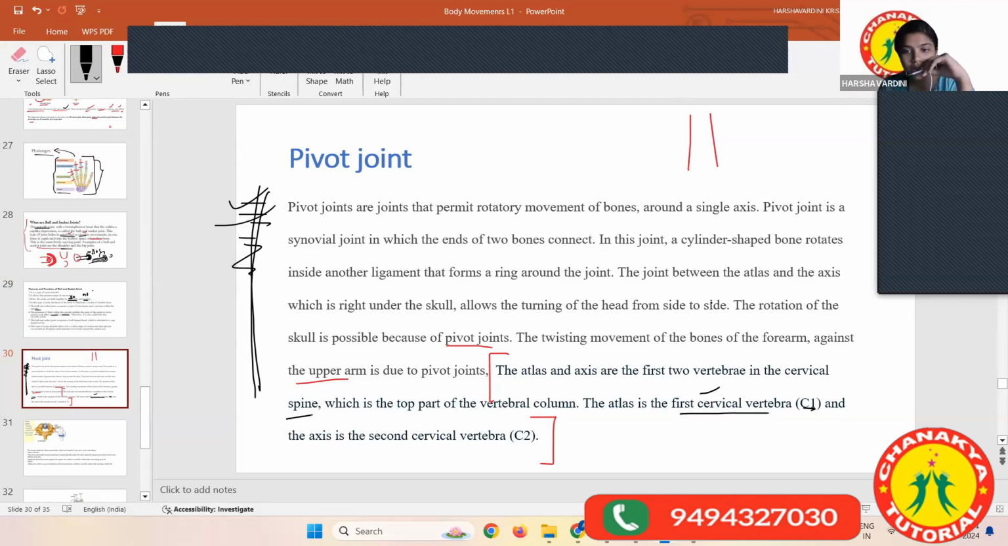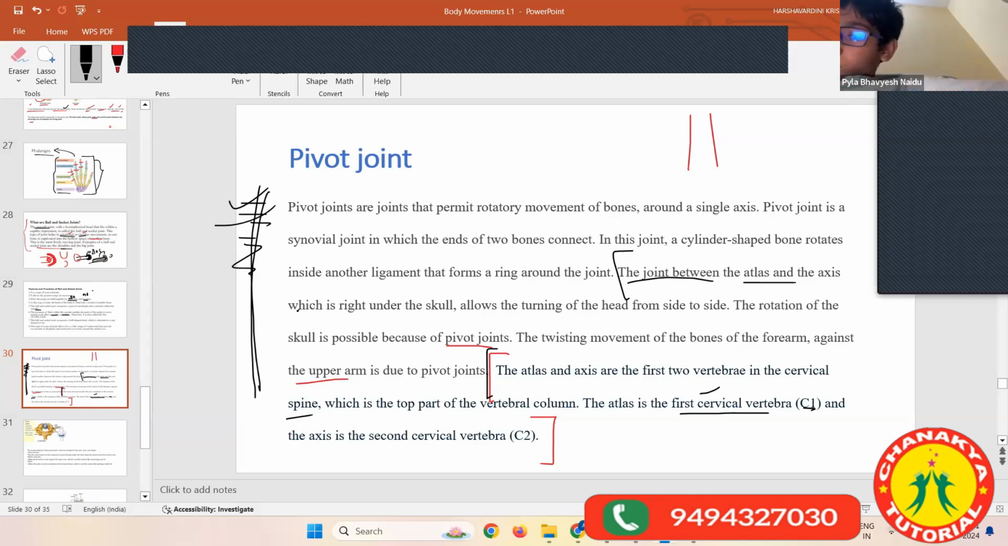So now read this line again, the axis and atlas line. Now we had a line on axis and atlas. Here, the joint between atlas and axis, which is right under the skull. Can you imagine? The joint between atlas and axis, right below the skull, right under the skull, exactly here, this area.